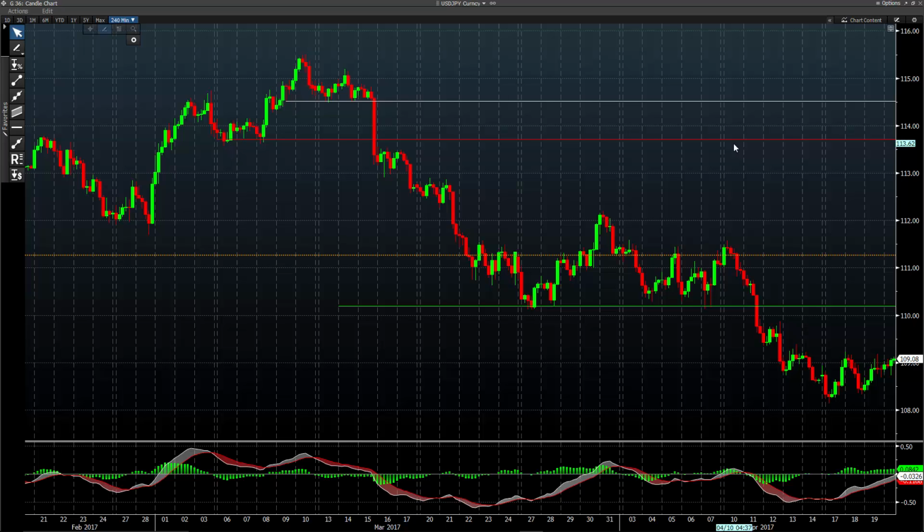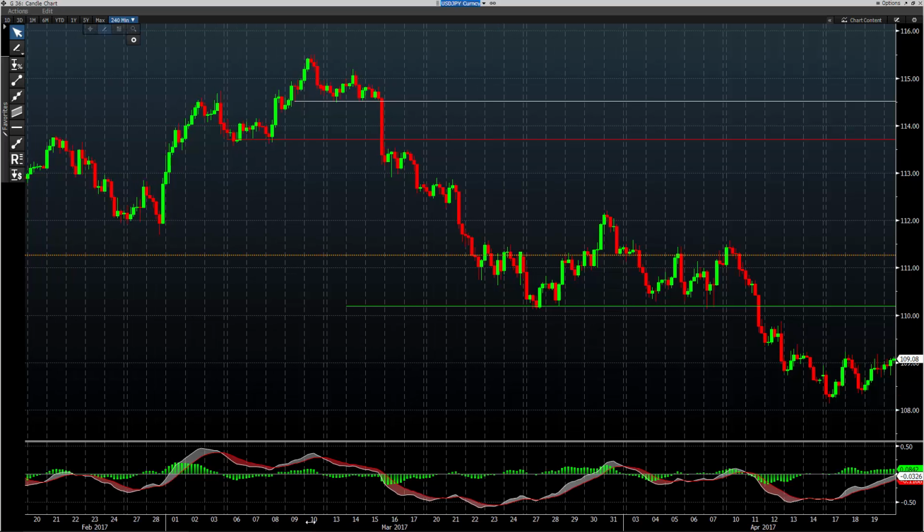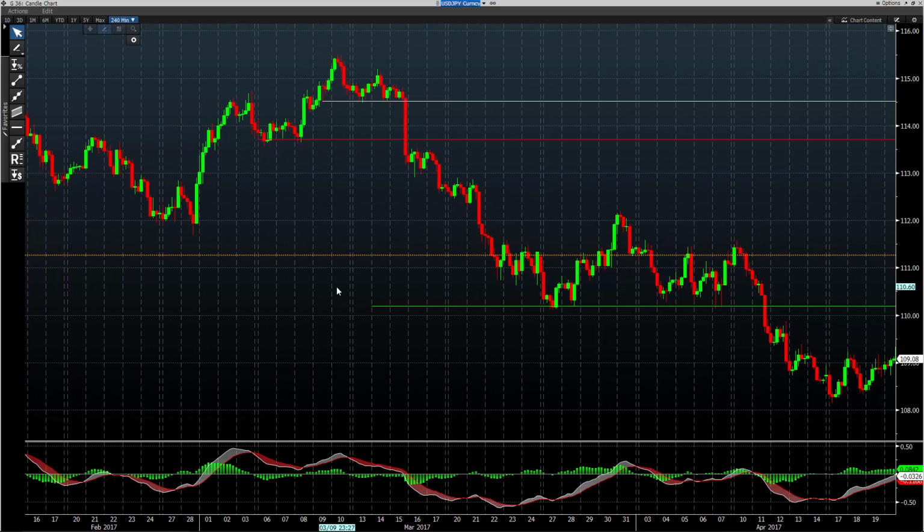Wanted to follow up on yesterday. We were looking at the idea of reversals and what trends start to look like when they come to an end. And I want to take a look at dollar yen today, both from the standpoint of watching how it trended, how it reversed, and then how it reversed again as we came toward the end of April.